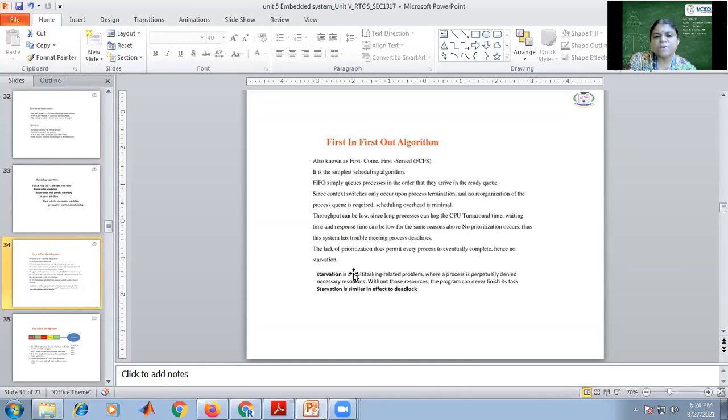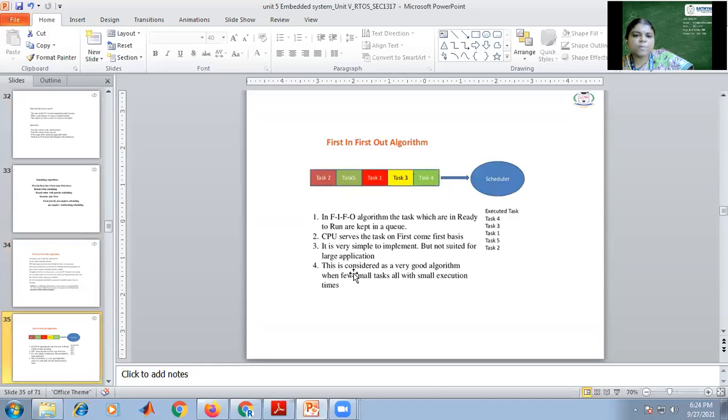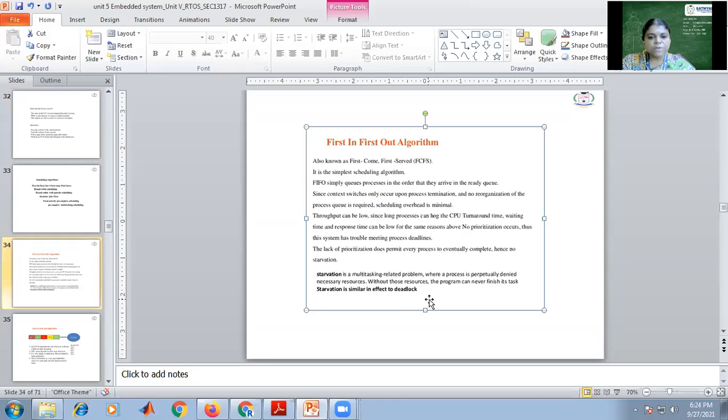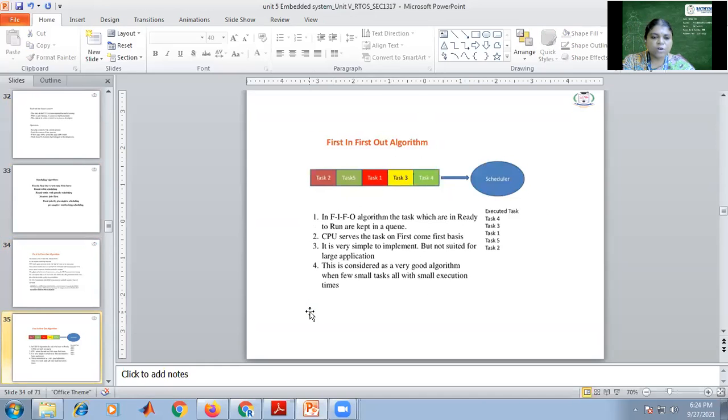First in, first out is the simplest scheduling method. All the tasks will be in a queue. The one that entered first will be given a chance to use the CPU. So it may result in a problem called starvation, which means sometimes a process which requires immediate attention of your CPU may not be given it because it has entered the queue at the last. That is called starvation.